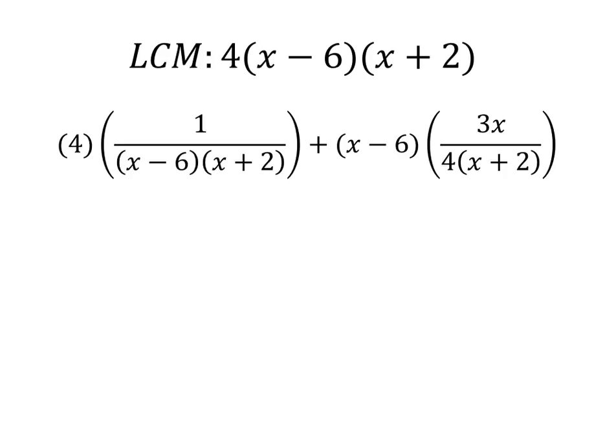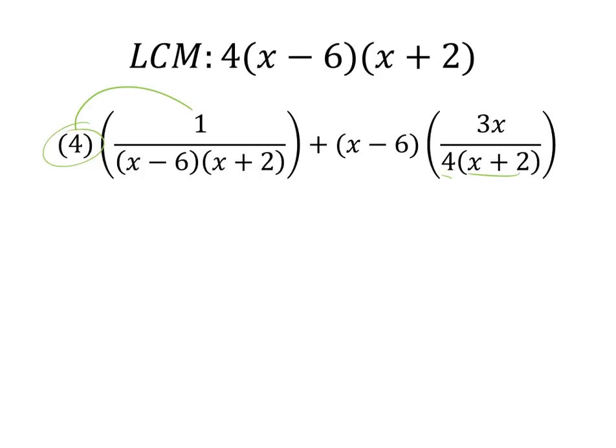Now if you look at this first one, we have x minus 6 times x plus 2. What was missing in our least common multiple? It was the 4. So we're going to multiply the top by 4. Now if we look at the next half, what was missing? X plus 2 and times 4. What was missing? The x minus 6. So we're going to multiply the top part by x minus 6.